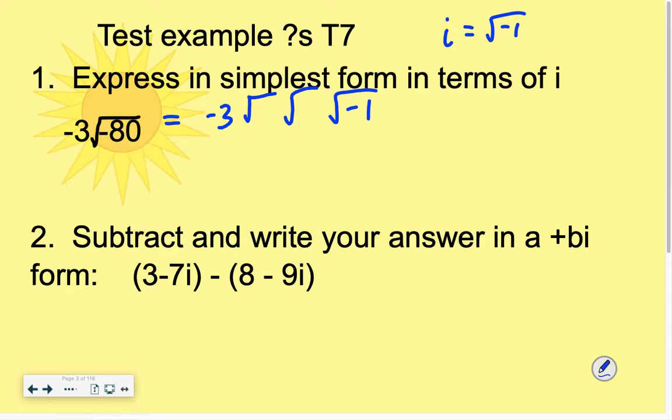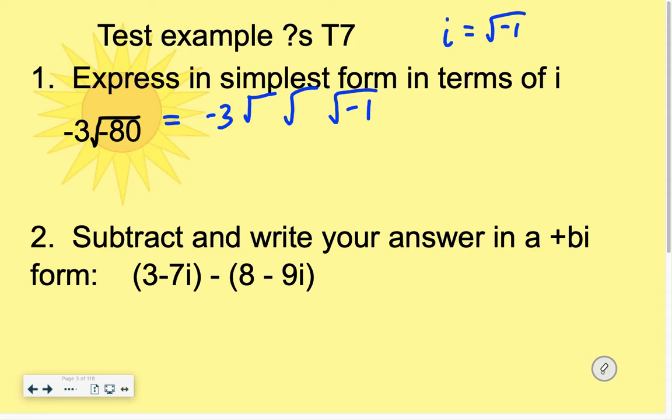Now you may recognize that 4 times 20 is 80. So you could change it to square root of 4 times square root of 20. But that's not fully simplified because 4 goes into 20 again. So you want to find the biggest one. So if you do 16 times 5, that is actually 80.